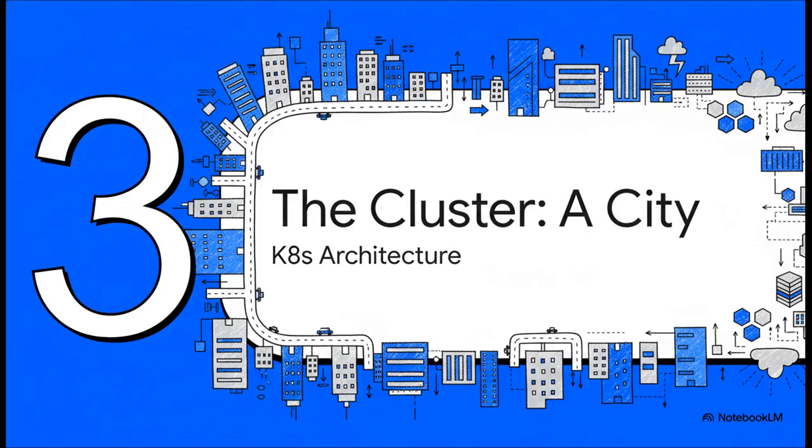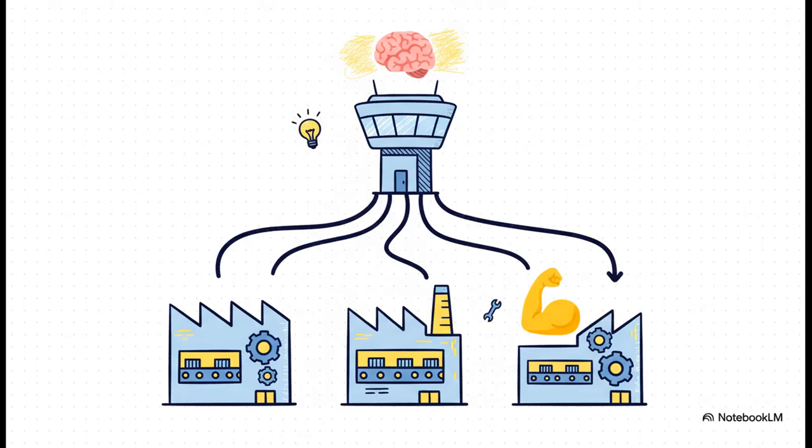Okay, so how does Kubernetes actually pull this off? The best way to wrap your head around it is to use an analogy. I want you to picture Kubernetes not as a piece of software, but as a living, breathing, self-managing digital city. And in the Kubernetes world, we call this city a cluster. Now, any city has two main parts, right? You've got the leadership, city hall, the decision makers, and then you've got the rest of the city, where all the work actually gets done.